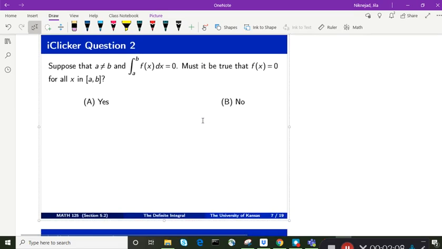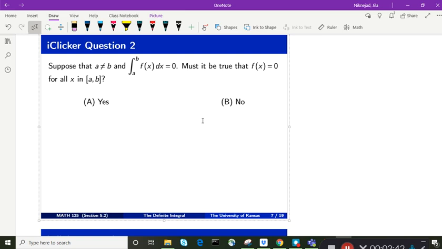I click at question 2. Suppose a is not equal to b. The integral from a to b of f of x dx is equal to 0. Must it be true that f of x is equal to 0 for all x in a and b? So give yourself a minute. Again, coming back, a is not equal to b, and we're calculating the integral from a to b of f of x dx. Can it be 0 without f of x being 0 everywhere?